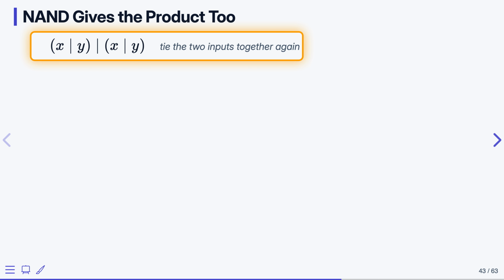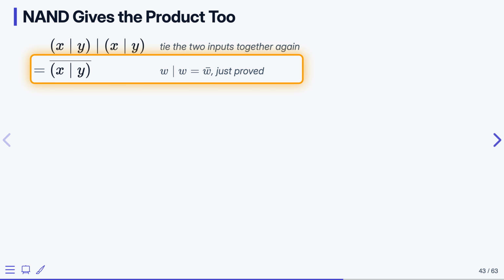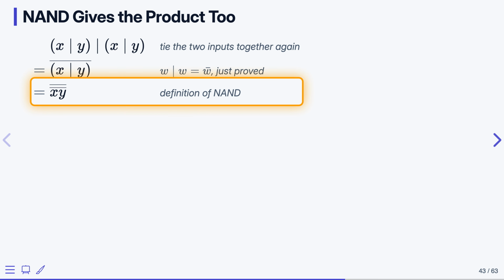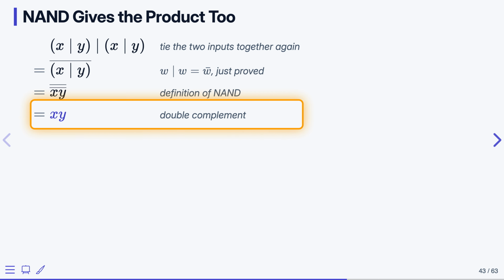Now the second trick, and it uses the first one. Line 0. Take x NAND y and feed that one signal into both inputs of another NAND. Step 1. We just proved that a NAND with both inputs the same is an inverter, so this is simply the bar of x NAND y. Step 2. By the definition, x NAND y is the bar of x y, so now we have a bar on top of the bar. Step 3. The double bar cancels, and we are left with x y, so two NAND gates give us the product.